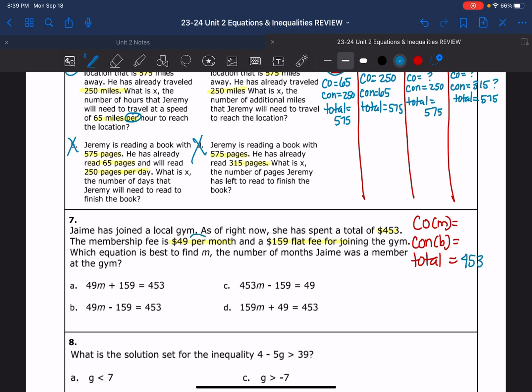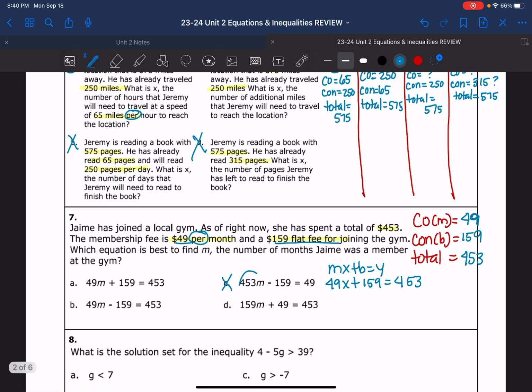Okay, then I see that there's a per. The number that goes with it is 49. So 49 is my coefficient. And then here, 159 flat fee. If it's a flat fee, again, that's a one-time fee. So that would be 159 here. So we write this as mx plus b equals y. I'm going to have 49x plus 159 equals 453. Okay, now I see that I have 453 here.